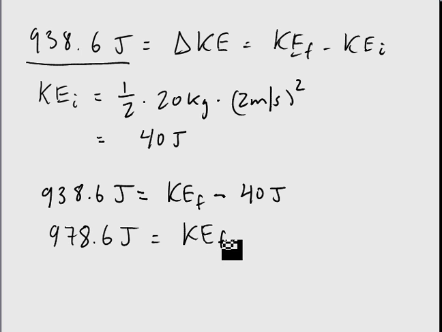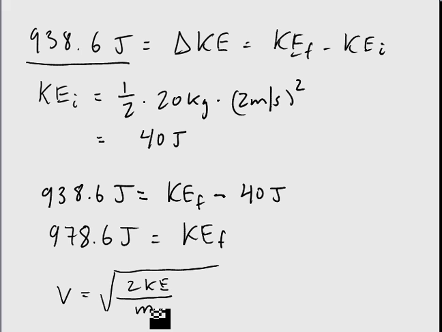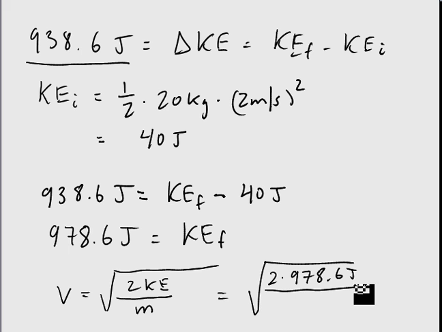And if I want to know what the velocity of the block is, in the first practice problem we did two videos ago, we found out that we could find velocity using the kinetic energy formula. It would be equal to the square root of 2 times the kinetic energy divided by the mass, and you would get the velocity. So let's do that with our problem. We're going to take the square root of 2 times 978.6 joules divided by our mass, 20 kilograms, and we'll get 9.9 meters per second.